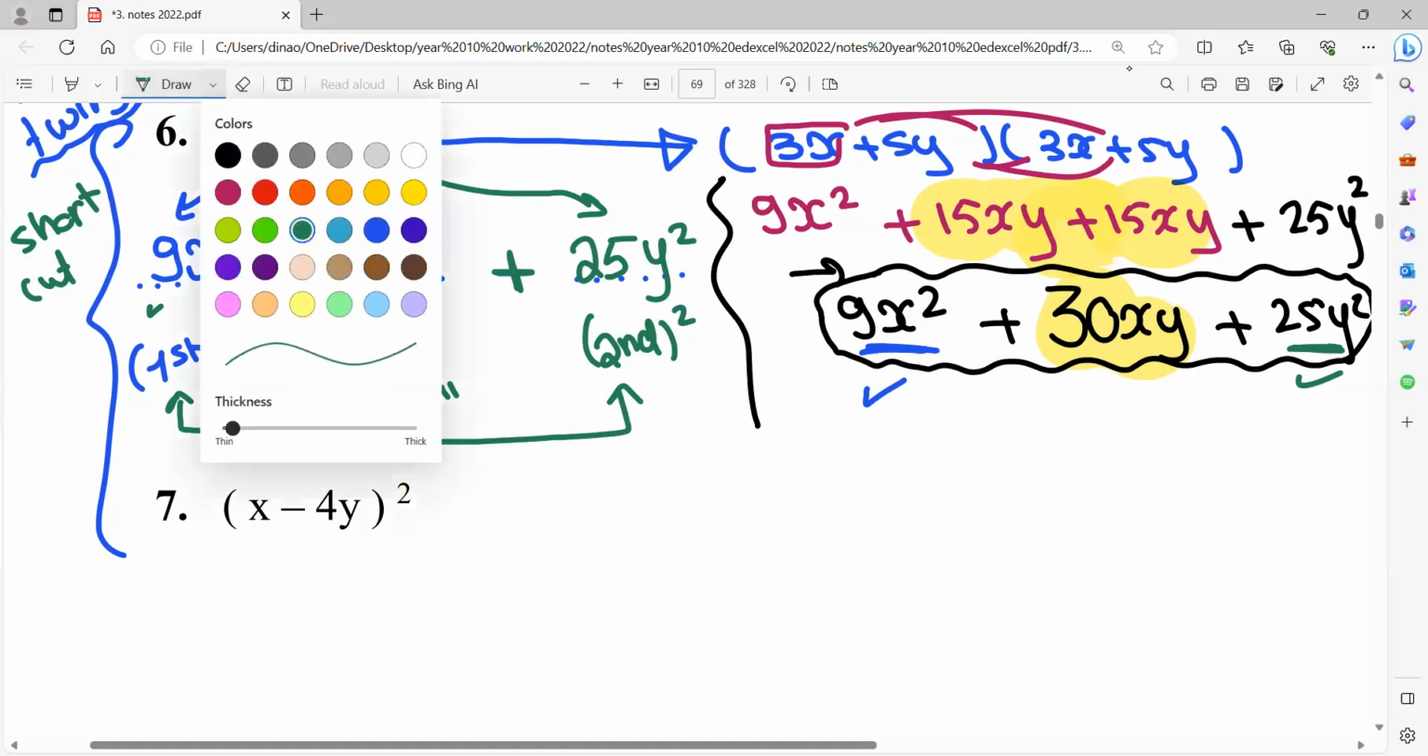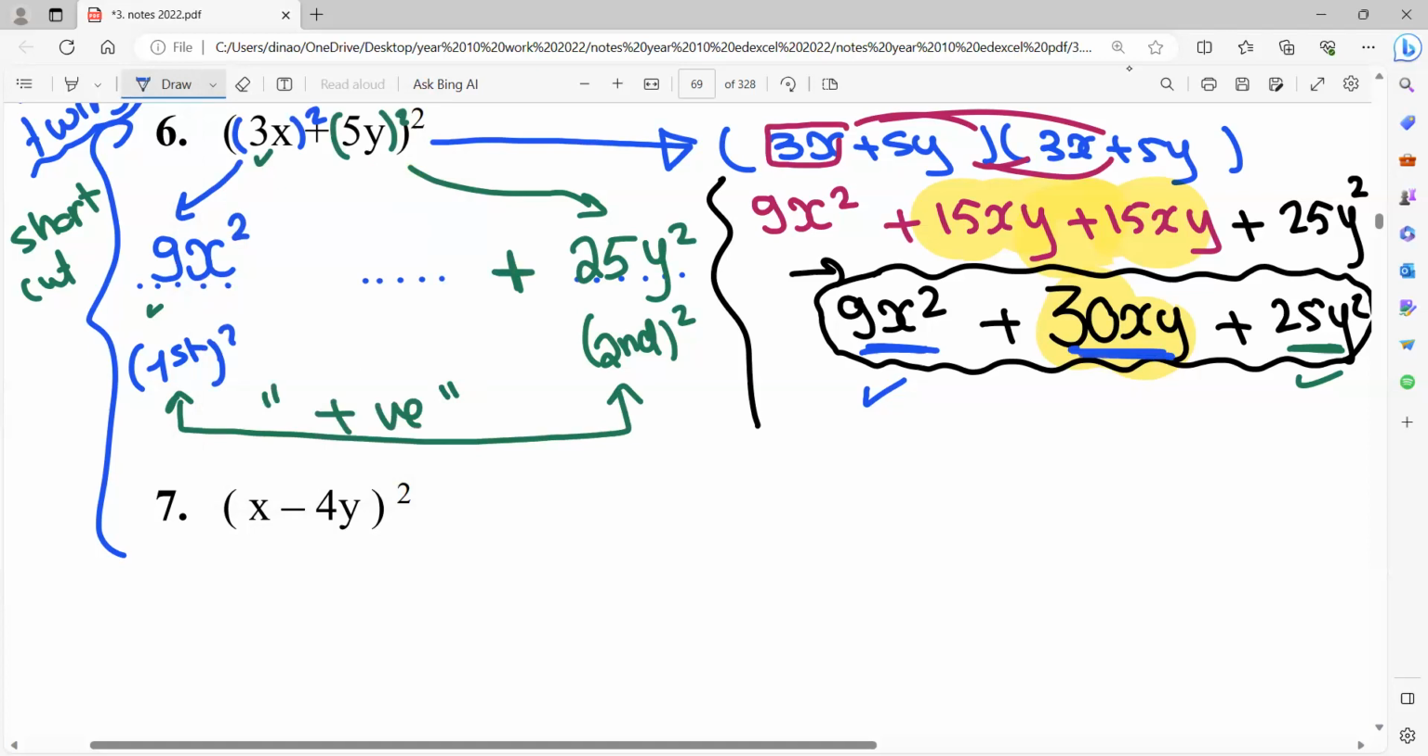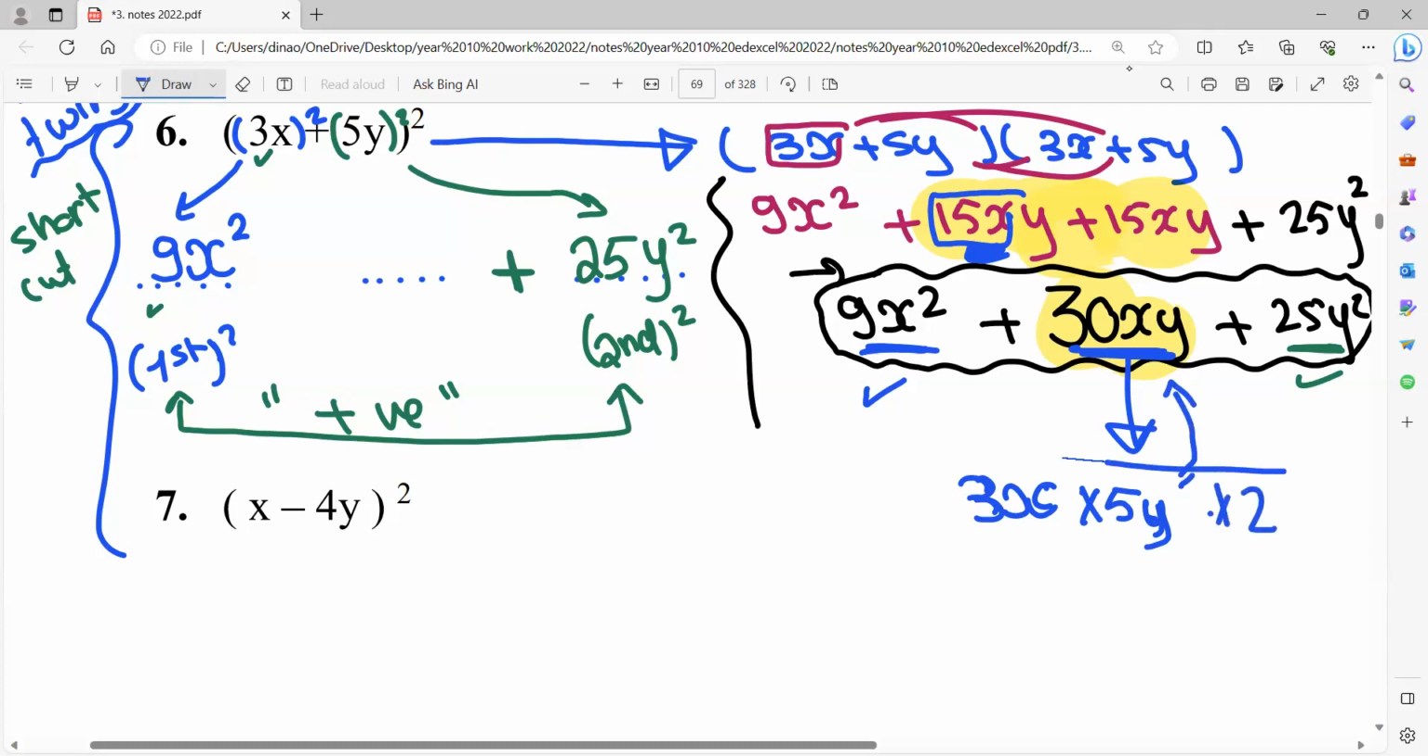Now let's look at the middle term. How did I get this middle term? Where did the 15xy come from? We got it by multiplying 3x and 5y. Right? That's how it came. 3x times 5y gives 15. So how do I change it to 30? If I double it, then I will get my 30.